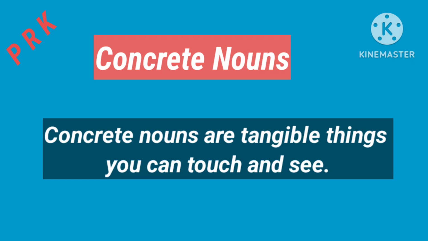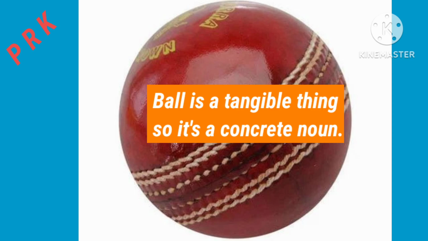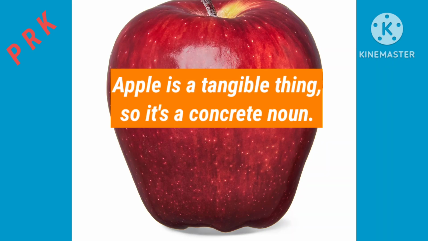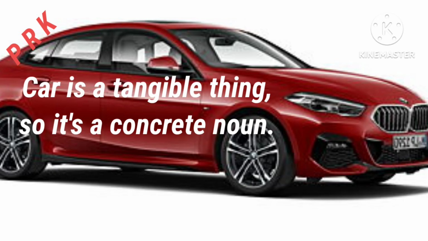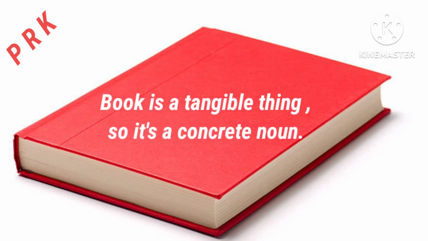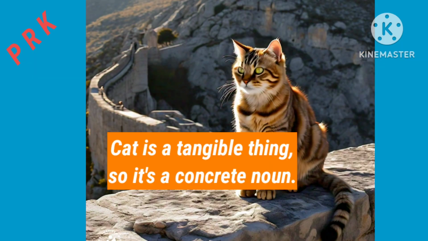Concrete nouns. Concrete nouns are tangible things you can touch and see. Ball is a tangible thing, so it's a concrete noun. Apple is a tangible thing, so it's a concrete noun. Car, book, and cat are also tangible things, so they are concrete nouns.